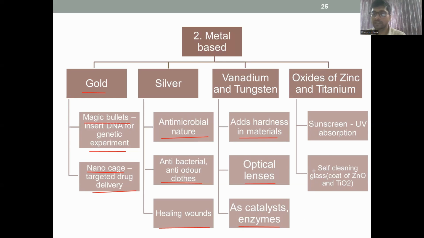Oxides of zinc and titanium. We have already read that zinc oxide nanomaterial can be used for sunscreen. They can also be used to manufacture self-cleaning glass. What happens is, on the glass, a coat of zinc oxide and titanium oxide is deposited. This layer is hydrophilic in nature. It is water loving in nature. So it absorbs water from the atmosphere. This absorbed water collects on the layer of glass. The dirt that is present on the glass gets dissolved in the water, and because of gravity, this water then comes down. So the glass cleans itself. It has a self-cleaning property.